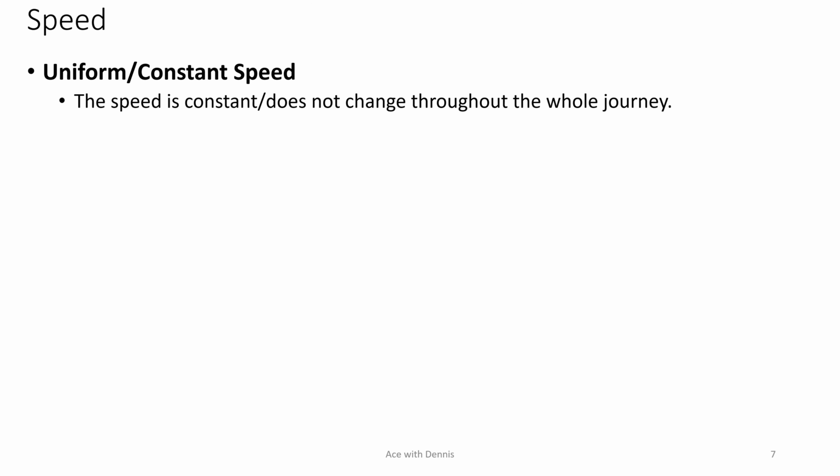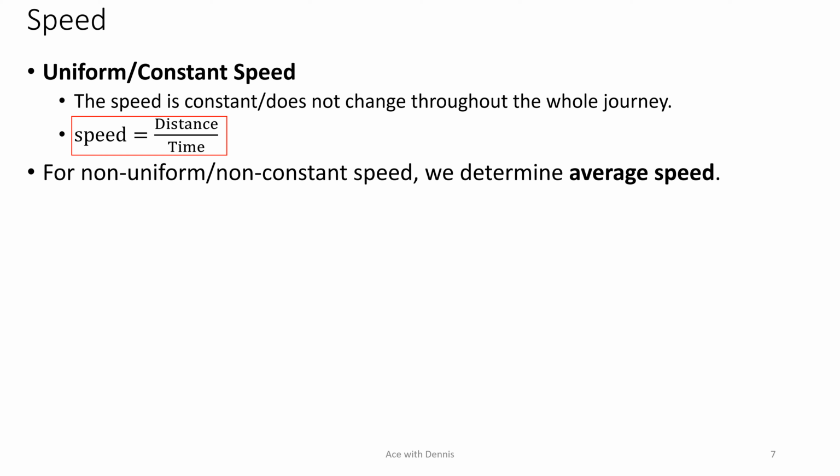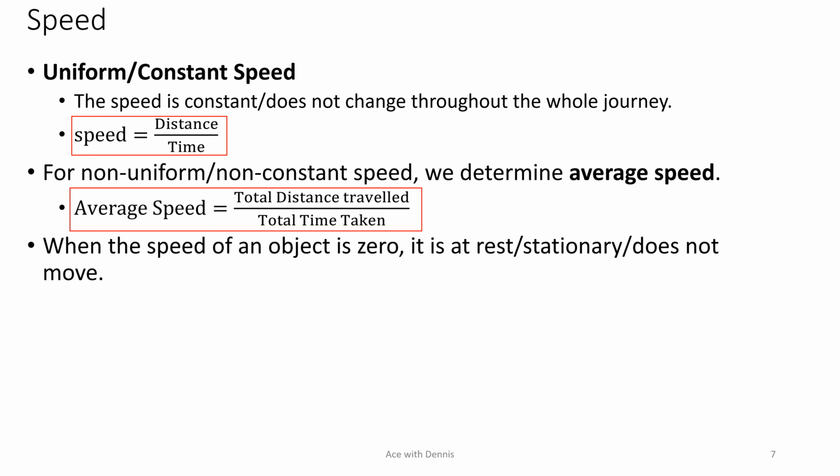What is uniform speed or constant speed? The speed is constant or does not change throughout the whole journey. So the formula for speed is distance over time. For non-uniform or non-constant speed, we determine average speed. Average speed is the total distance traveled over total time taken. When the speed of an object is 0, we can say that it is at rest, stationary, or does not move.